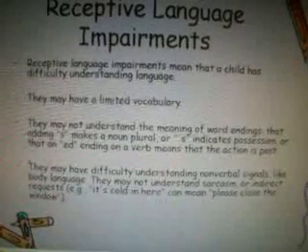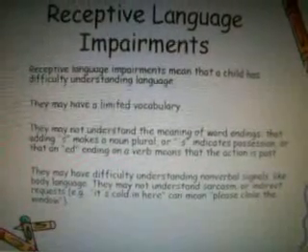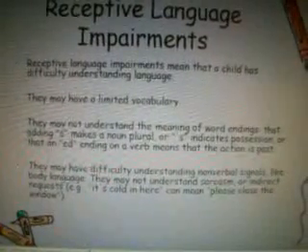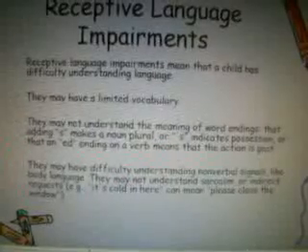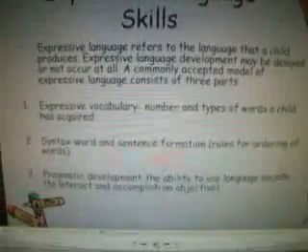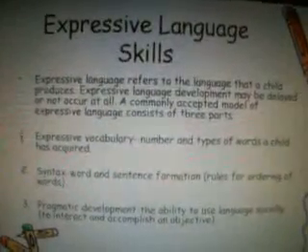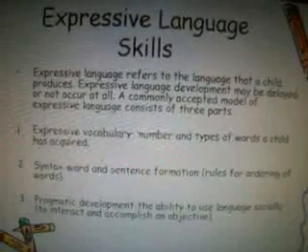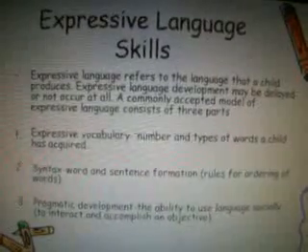They may have difficulty understanding nonverbal signs like body language. They may not understand sarcasm or indirect requests. It's cold in here can mean please close the window. Expressive language refers to the language that a child produces. Expressive language development may be delayed or not occur at all.